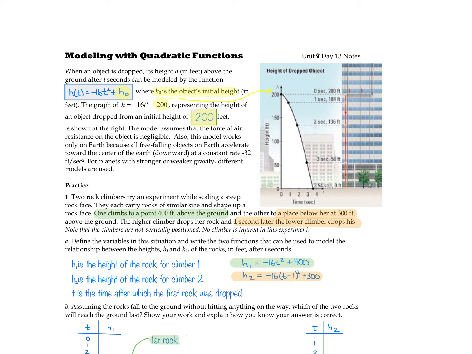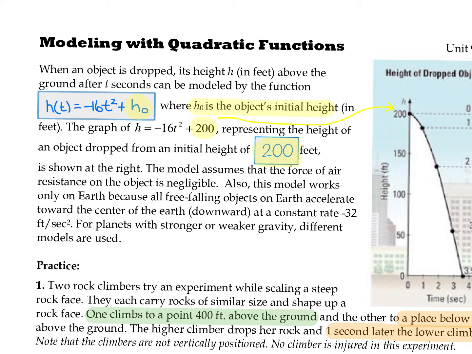Good morning. So today we are modeling with quadratic functions. So we're just using functions with an x squared to help model some sort of situation. So our first one here says when an object is dropped, its height h in feet above the ground after t seconds can be modeled by the function h of t equals negative 16t squared plus h sub o, where h sub o is the initial height.